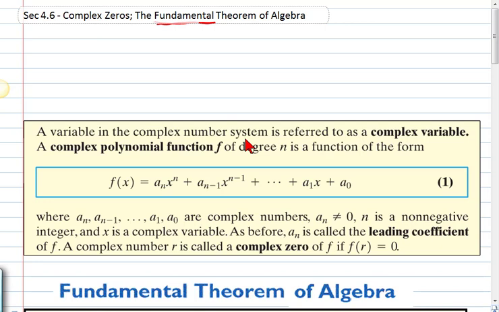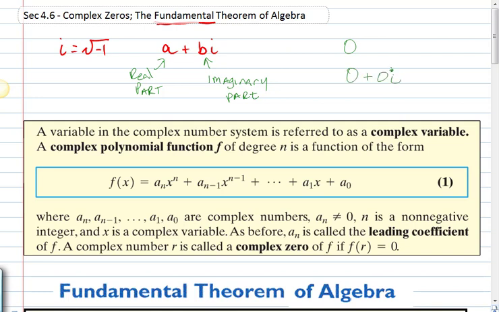Are y'all familiar with the complex number system? That's the one with the i, where i is the imaginary unit and it's equal to the square root of -1. The complex number system encompasses all of the real numbers. Complex numbers are written in the form a plus bi, where a we call the real part of the number, and b is the imaginary part. So if we have a real number, I can write the real number 0 like this, or I can write the imaginary number 0 like this. A variable in the complex number system is referred to as a complex variable, so this would be a complex variable if it's written in this form.